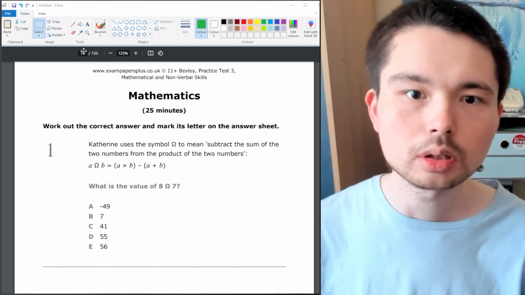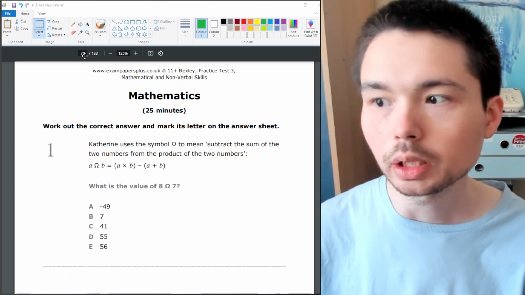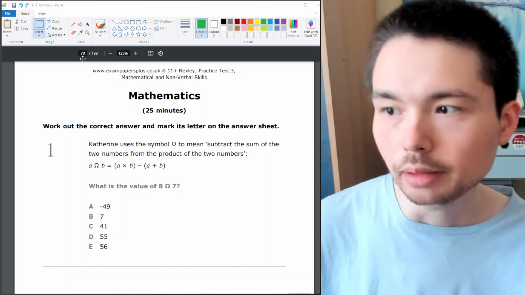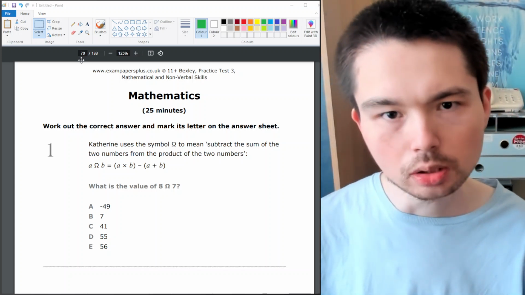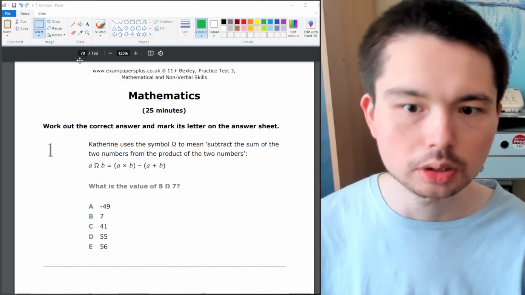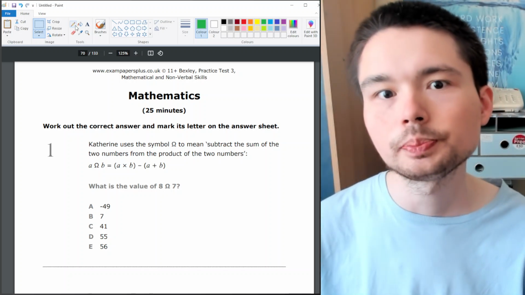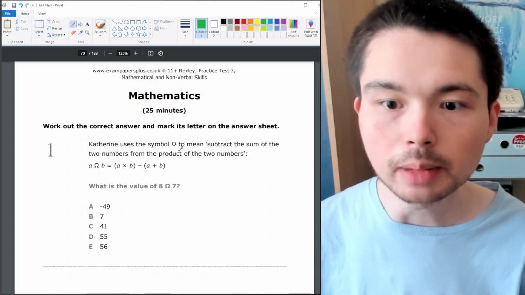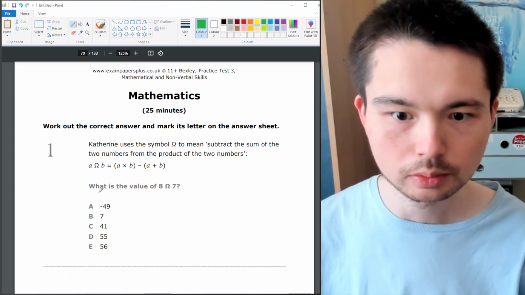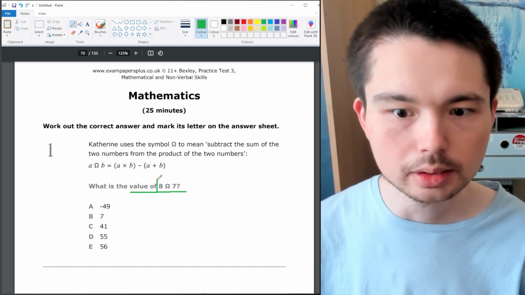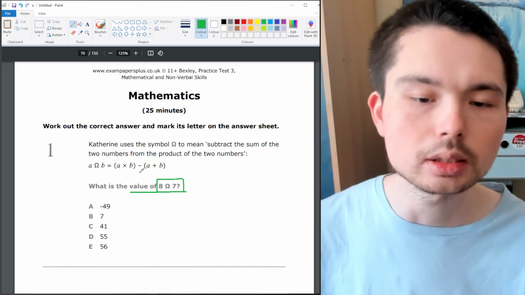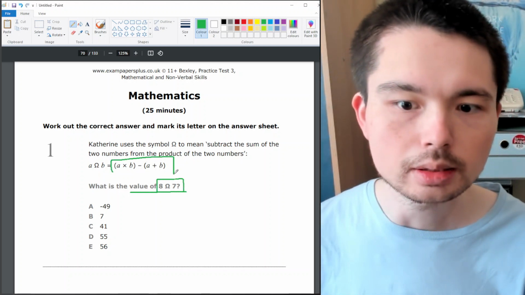Question 1 is on page 70 out of 133 if you have that document. If not, play along, keep watching these videos, you will improve. Number 1. Catherine uses the symbol omega to mean that. What is the value of 8 omega 7? That symbol doesn't really matter. They are telling us it means that.